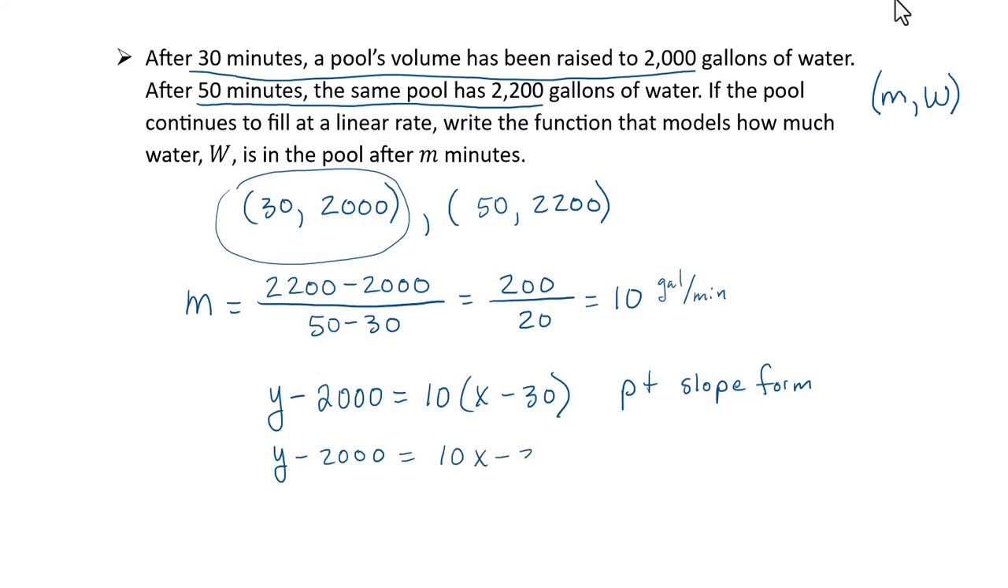And if we wanted to get it into slope-intercept form, then we just solve for y, distribute the 10, and y is going to be 10x minus 1700.